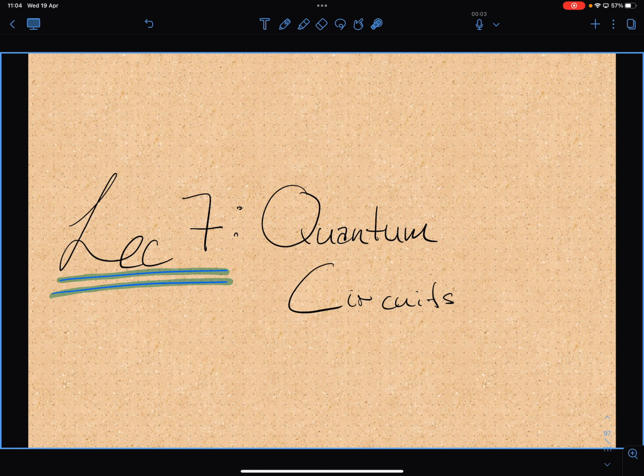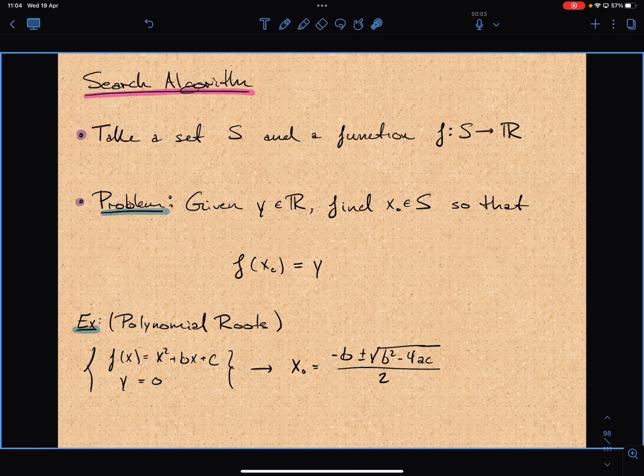So I want to start with a motivation. Some of the elements of the circuits may not be clear, but by the end of the lecture, I hope to get to the end and describe these things. So one of the motivations for quantum algorithms or for quantum circuits is one application: search algorithms. And in the most basic sense, the search problem is the following.